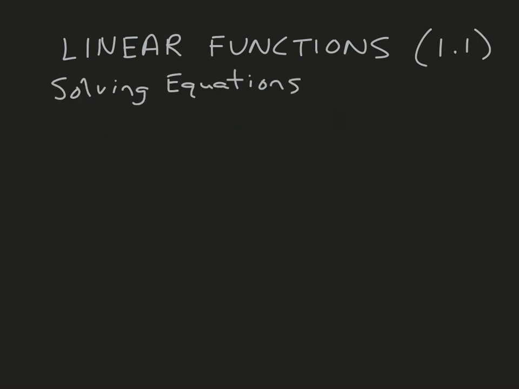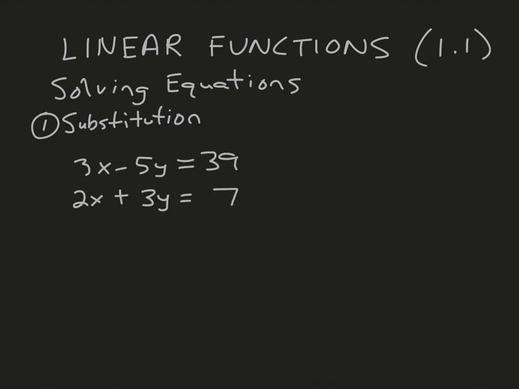Now let's transition into solving equations. So the first type of solving strategy that we're going to look at today is substitution. There's primarily three methods: substitution, elimination, and graphing. Substitution is the one where you take a system of equations and you pick a variable in either of the two equations and you try to isolate that variable.